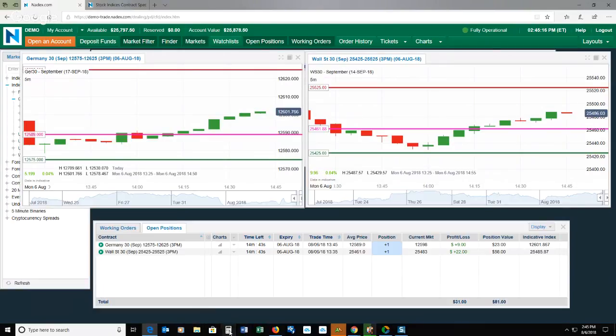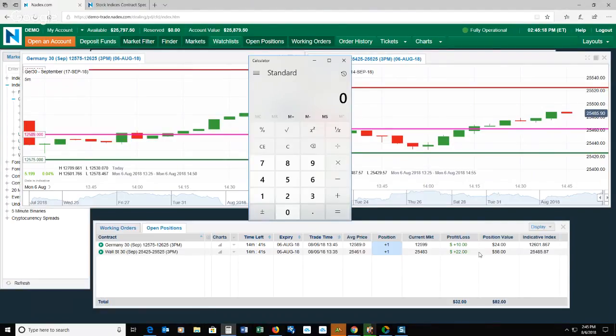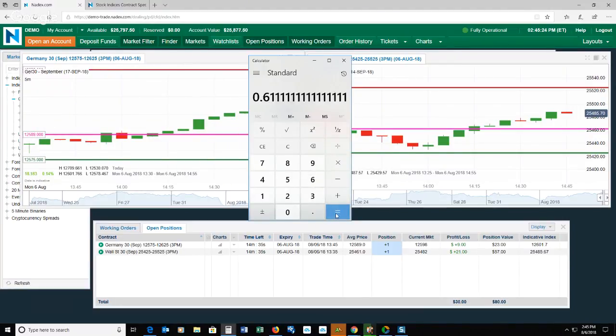And again, if we go back to our risk to reward, the Dow is at 22 profit. If you divide that by what your risk was on entry, you've made 61%. On the Germany 30, we were risking 14, which is 64%.